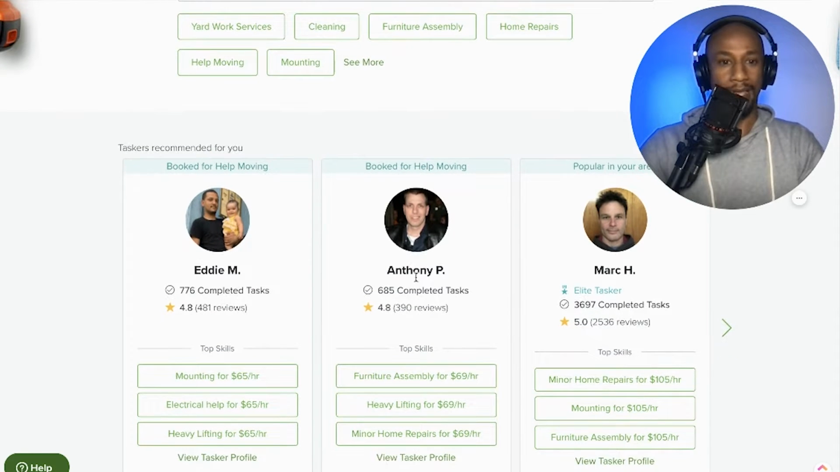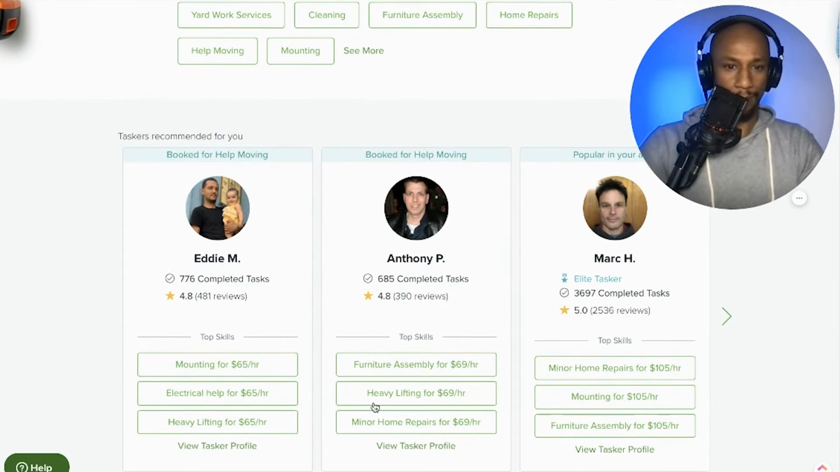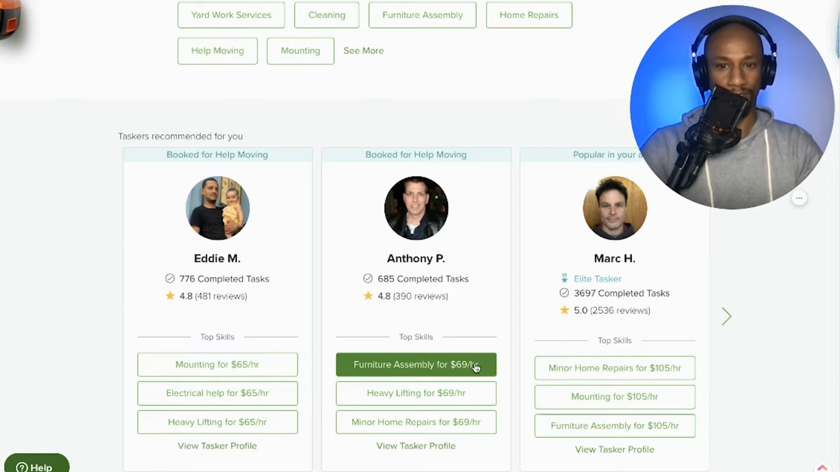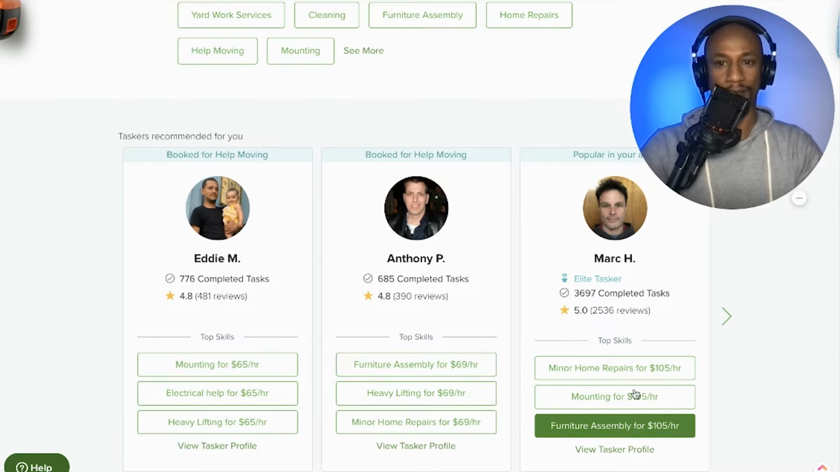Then we can look at Anthony and Eddie. Again, I've worked with all three of these guys. You can see that Eddie's rates, as well as Anthony's rates, are lower, even for some of the same services. Furniture assembly here is at 69, whereas Mark H is at 105. And Eddie's over here as well.